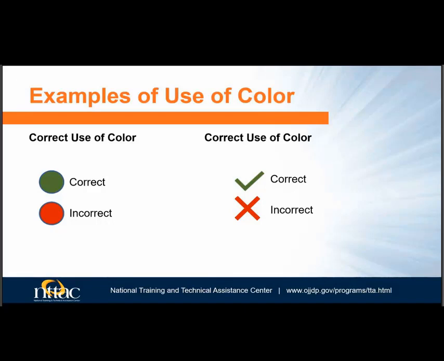The correct answer should not be indicated by color alone, as in the case on the left of the slide. Both correct and incorrect are identified by circles, the only difference of which are the colors that will fill the circles. In the example on the right, symbols are used.